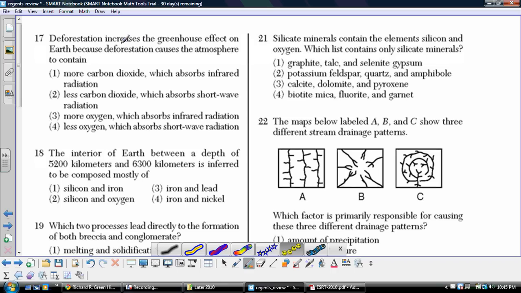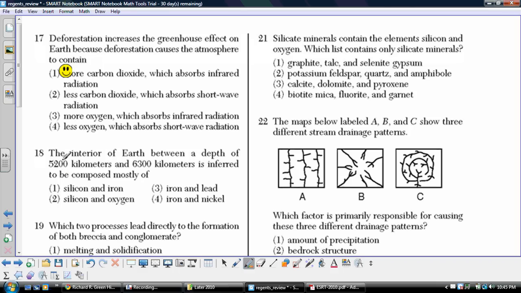All right, well, trees are made out of carbon. They're embodied carbon on Earth, and when they biodegrade, they release that carbon. And we know that carbon dioxide is a greenhouse gas directly associated with the greenhouse effect. The more carbon dioxide in the atmosphere, the problem is that it does absorb infrared radiation. So here's the answer for number 17.